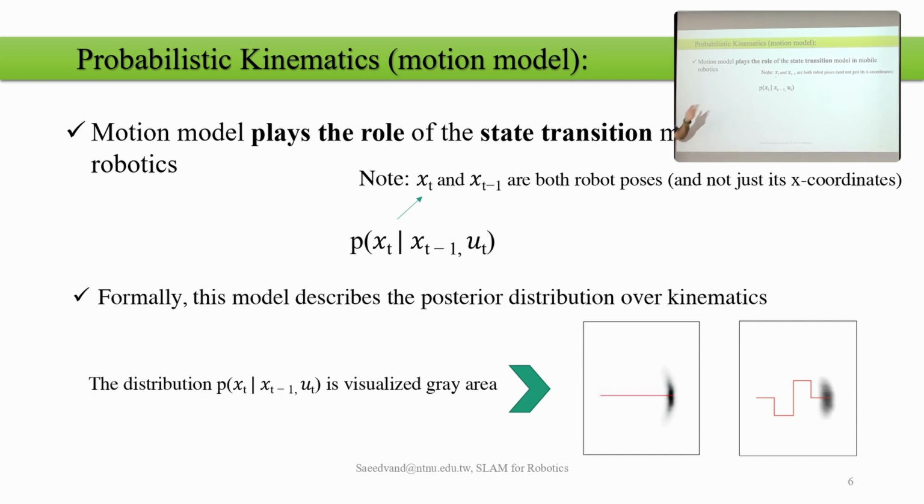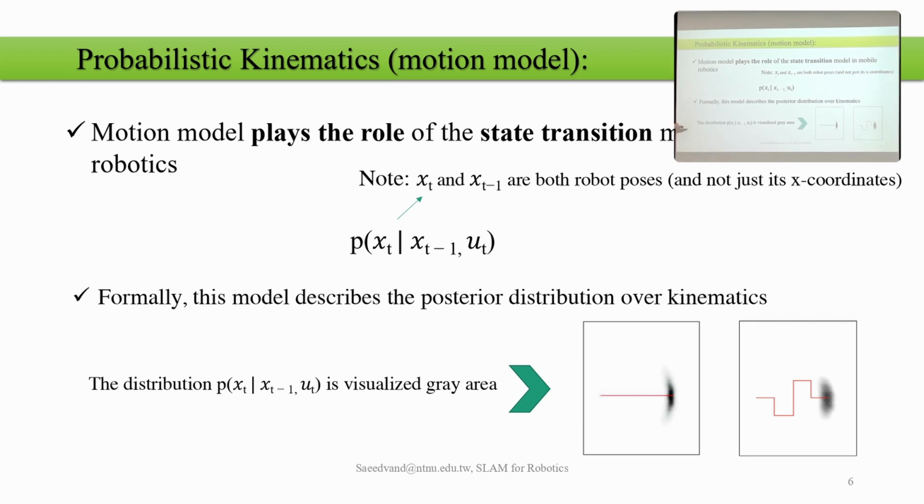So the note I put here is that xt and xt-1 are both robot poses and not just the x coordinate. I think this is clear so far. Formally, this model describes the posterior distribution over kinematics. In books you will also see it called the posterior distribution over kinematics. It means the same term, that is the probability of xt given the previous xt-1 and ut, the control command that we run to come to xt.